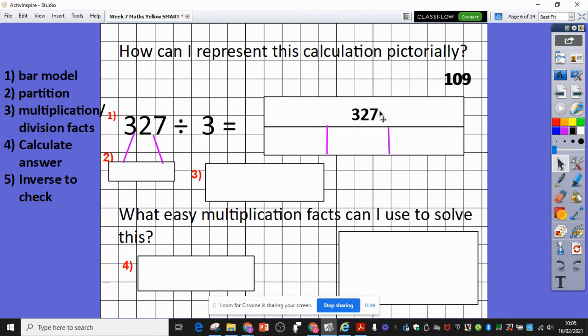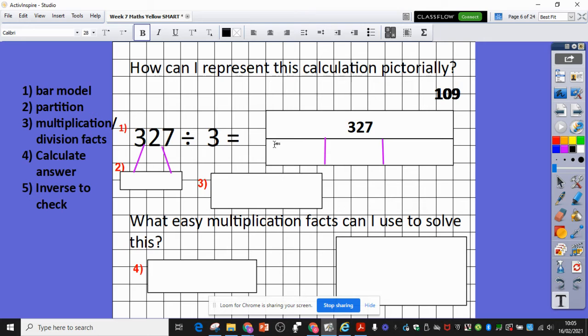So we have here 327. This is our whole, and it's going to be split 3 ways. So my bottom bar is divided into 3. Now, at the moment, I haven't got a clue what the answer is because I haven't done my calculation. So I'm just going to represent this pictorially by putting question marks in the bottom. It might be that when you've done your calculation, you might want to pop your answer into this box.